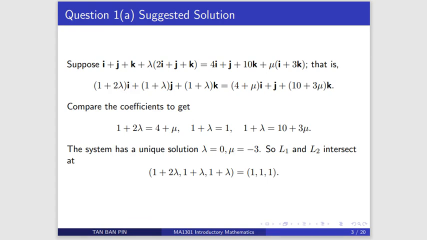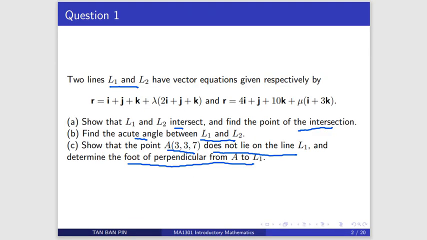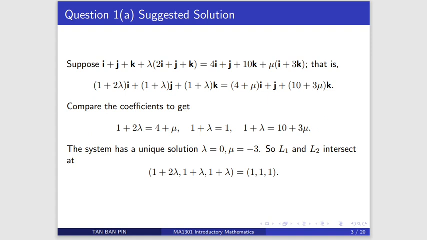To show L1 and L2 intersect, you can just equate the equation of L1 with the equation of L2. So that's what I'm going to do here. Then after that, you compare the i terms. So 1 plus 2 lambda will be 4 plus mu. Compare the j term, 1 plus lambda is 1. So 1 plus lambda is 1, it tells you lambda is 0.